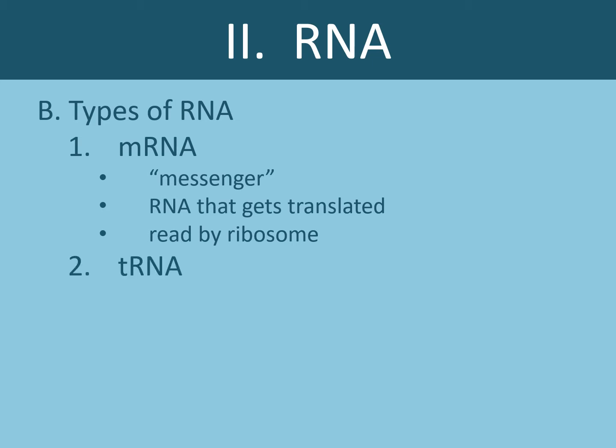The next type of RNA is tRNA. The T stands for transfer. So remember, ribosomes are synthesizing proteins. Proteins are composed of amino acids. So in other words, the monomer of a protein is an amino acid. There are 20 different amino acids, and proteins can be hundreds or thousands of amino acids long. It's the tRNA, or transfer RNA, that carries these individual amino acids to the ribosome.